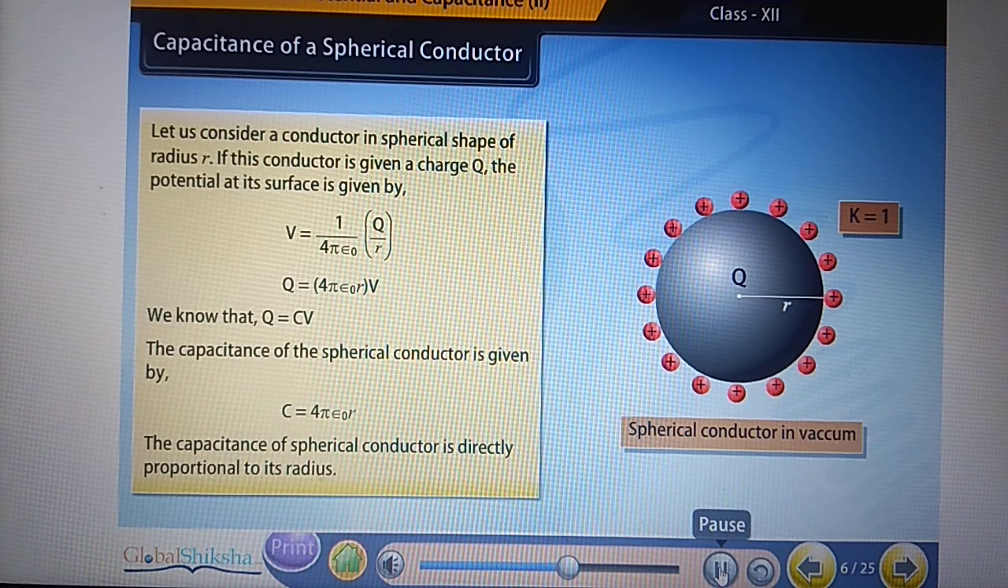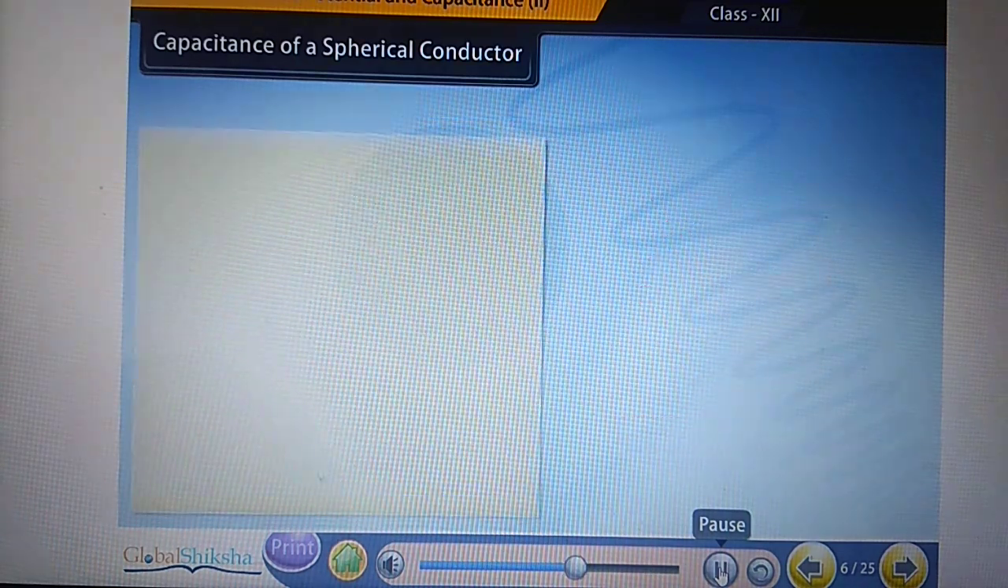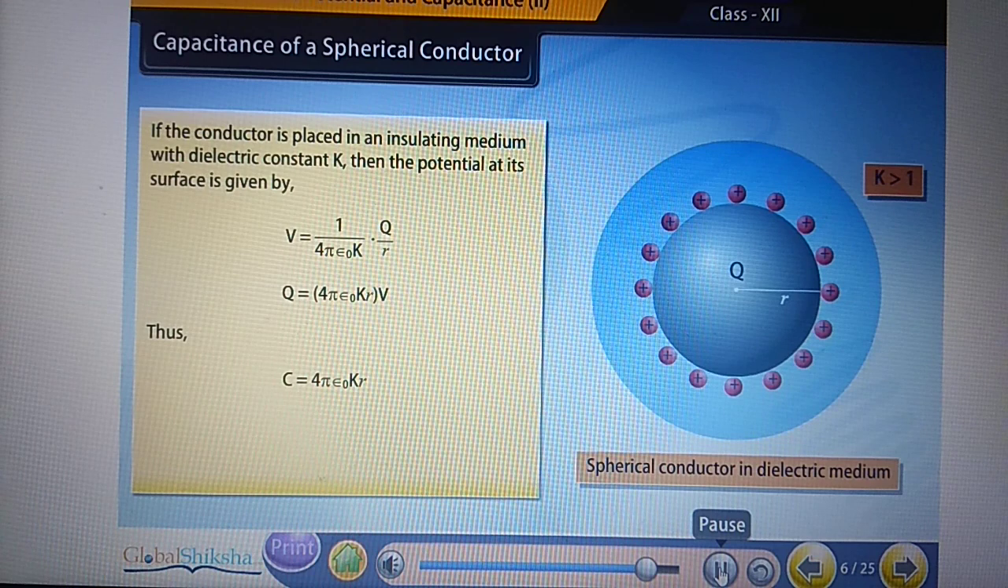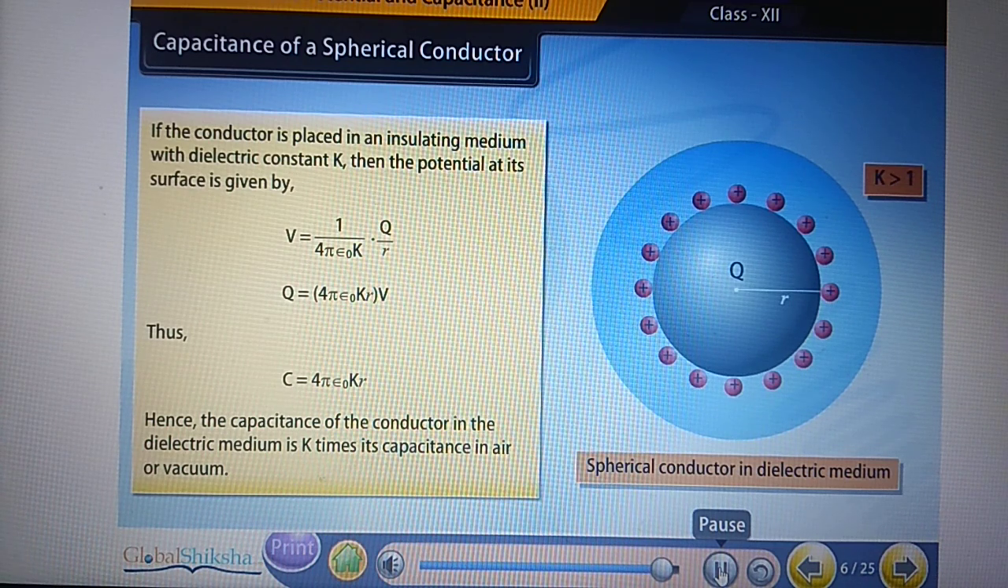This expression is true for the conductor placed in air or vacuum. If the conductor is placed in an insulating medium with dielectric constant K, then the potential at its surface is given by V is equal to 1 upon 4 pi epsilon naught K multiplied by Q upon R. It can also be written as Q is equal to the product of 4 pi epsilon naught K, R and V. Thus, C is equal to 4 pi epsilon naught K R. Hence, the capacitance of the conductor in the dielectric medium is K times its capacitance in air or vacuum.